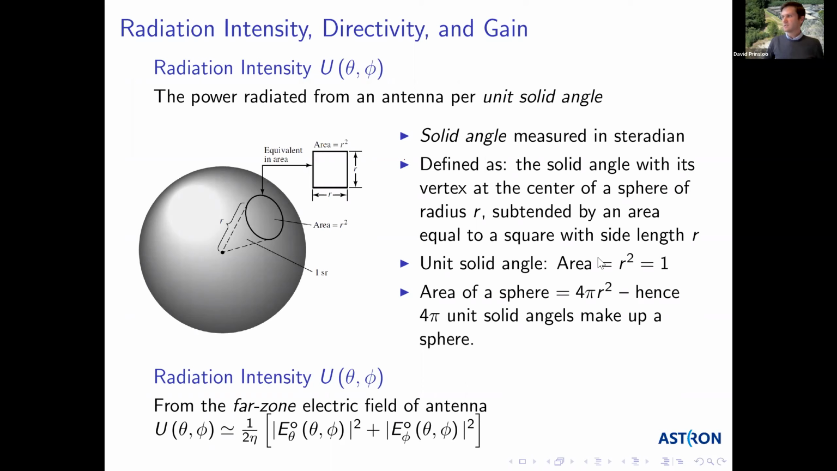So if you look at that, the radius of this sphere is then unity. We know that the area of a sphere is 4 pi times the radius squared. So in other words, there are 4 pi units of solid angle on a sphere. And that's just something that will also come in handy a little bit later.